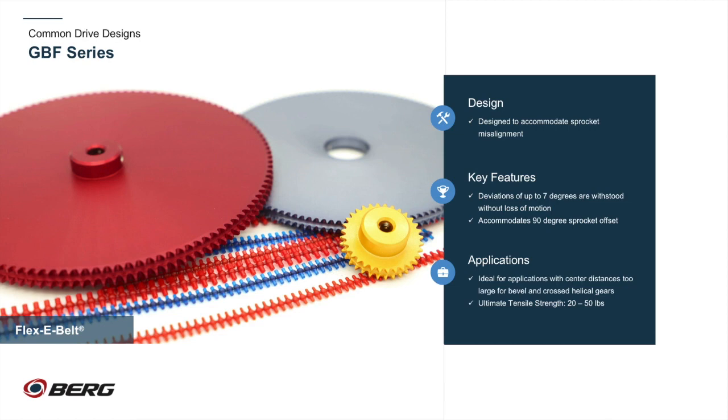Our GBF series of flexi belts was designed as a problem solver for when it was not possible to get proper alignment between the sprockets in the system. This belt allows for up to 7 degrees of misalignment between the sprockets without loss of motion and is capable of a 90-degree offset of the input and output shafts. The center rib design of the belt, reinforced by either stainless steel or Kevlar, allows for high flexibility and strength. This belt is also ideal for replacing low reduction ratio gearboxes, especially where the center distance between the shafts is too great to make bevel or helical gears an option.